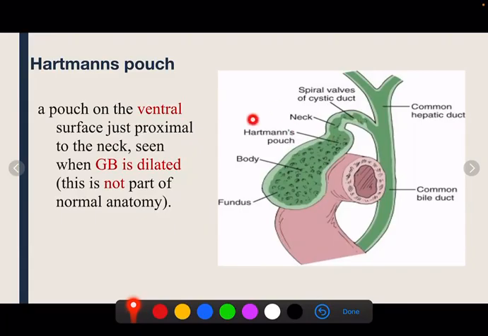Okay, the clinical significance of this pouch: sometimes a gallstone may get impacted in the Hartmann's pouch, causing compression of the cystic duct and leading to Mirizzi syndrome.